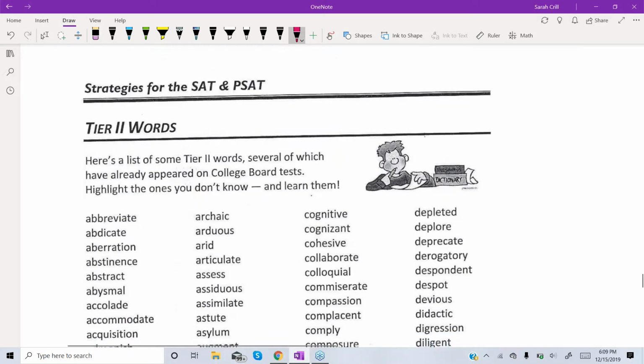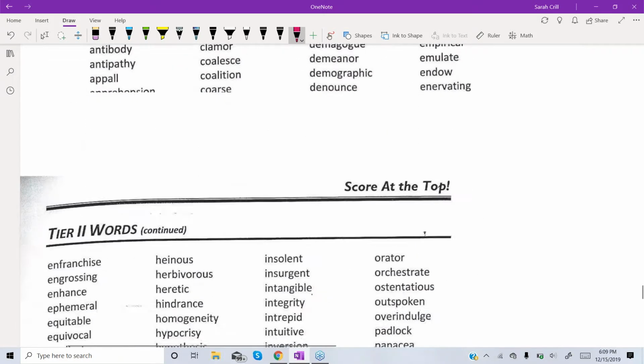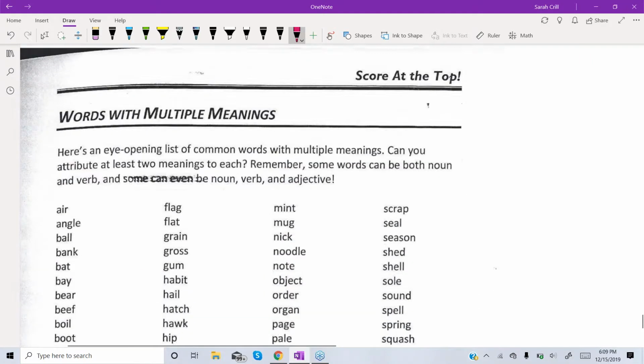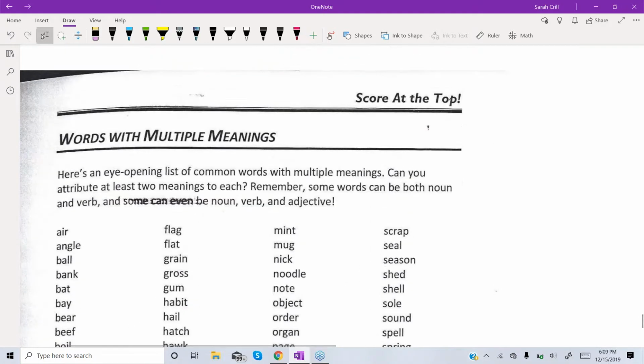Okay. And at Score at the Top, we provide a list of tier 2 words that you should study in order to be appropriately exposed to the words that will show up on the test.